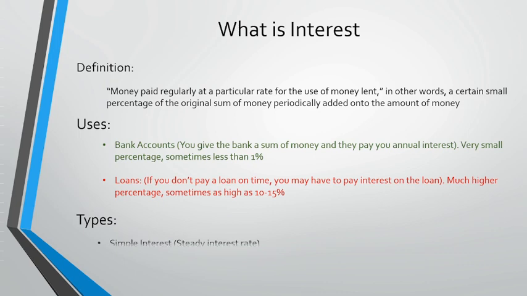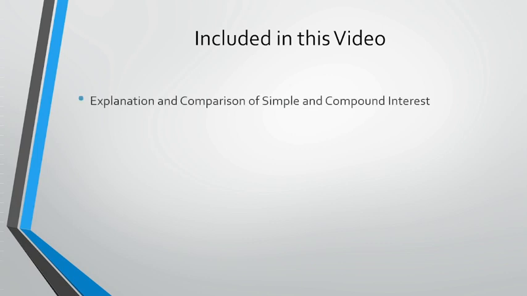Interest can be divided into two categories: simple interest, which is a steady interest rate, and compound interest, where the interest rate is applied on the previous interest as well. In this video, I'll explain how each of these types works and compare them to each other.